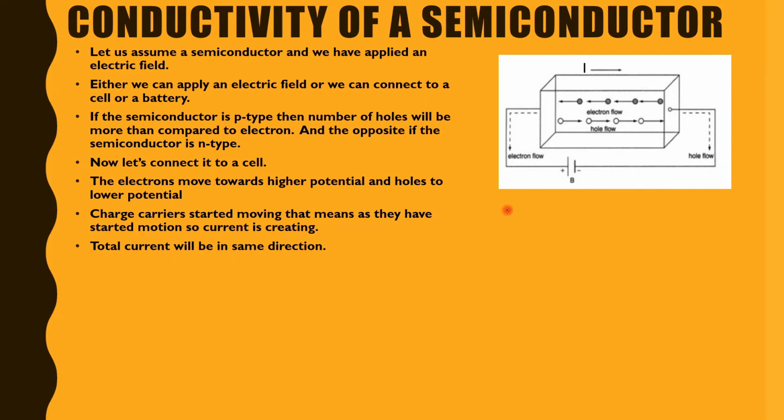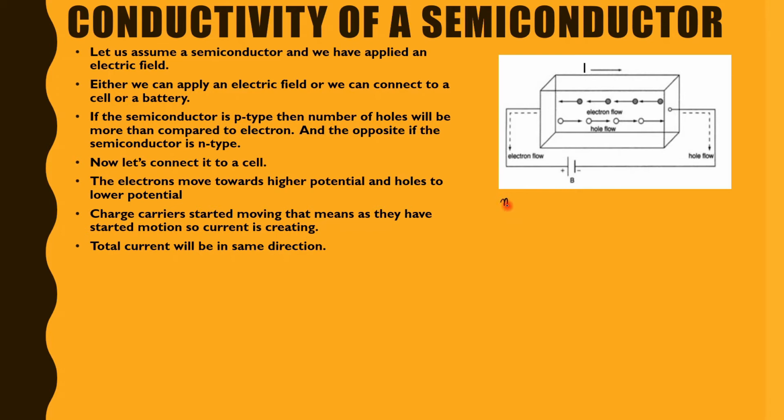Now for this you can say that these are the charge carriers. We know that electrons and holes are the charge carriers. As they are moving, they are creating a motion, and hence they are creating a current too. So we will be assuming some terms for our derivations.